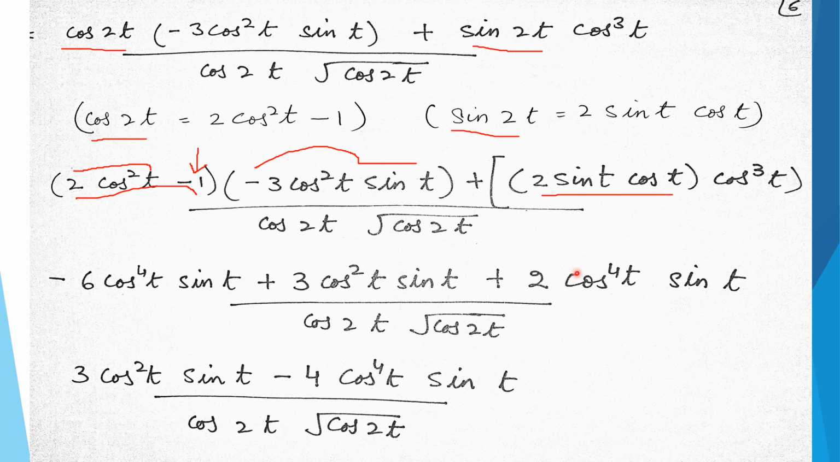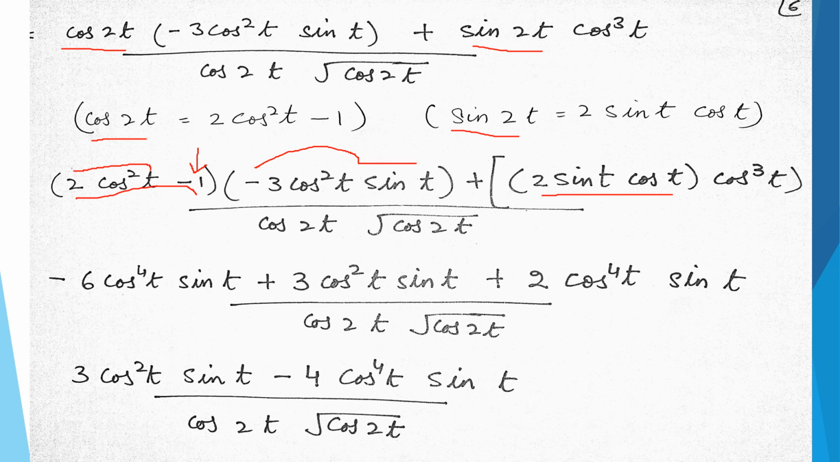You will get 2 as it is, sin t as it is, cos t cos power 3t will give you cos power 4t. Okay. Now you see this is minus 6 cos power 4t sin t, and this is 2 cos power 4t sin t. So you will combine up. Minus 6 plus 2 will give you minus 4 cos power 4t sin t, and this 3 cos square t sin t, it will come in the beginning, 3 cos square t sin t with the repeat LCM cos 2t under root of cos 2t.